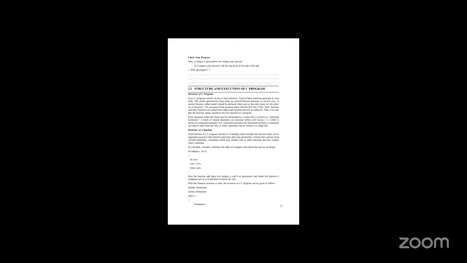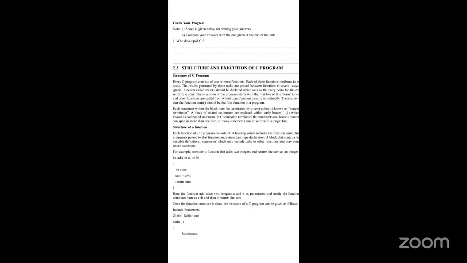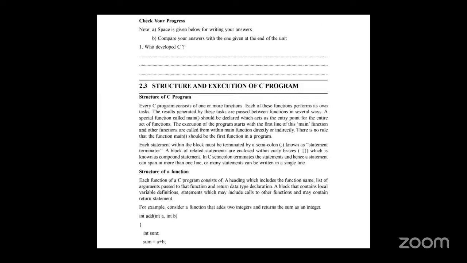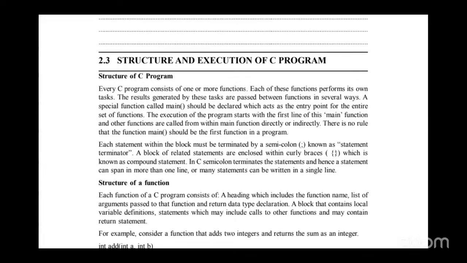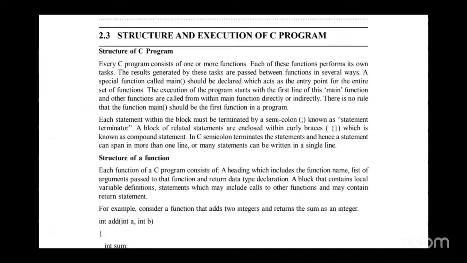Structure and execution of the C program. A C program consists of one or more functions, and each of these functions performs its own task. The results generated by these tasks are passed between the functions in several ways. A special function called main must be declared, which acts as an entry point of the entire set of functions. The execution of the program starts with the first line of main, and the other functions are called from within the main function directly or indirectly.